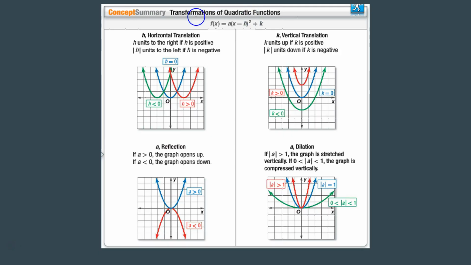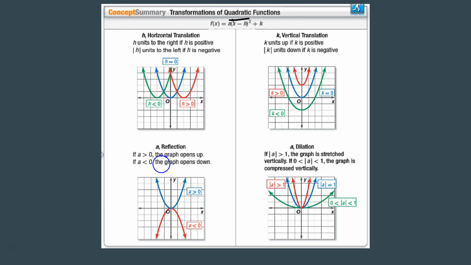Alright, so let's go over a couple different things. Transformations for quadratic functions. When I say quadratic functions, remember I'm talking about parabolas. And if it's in the correct form, it is in the form of f of x equals a times (x minus h) squared plus k. H stands for the horizontal translation, which means it goes either left or right. K stands for the vertical translation, which means it either goes up or down. That's what K tells us.